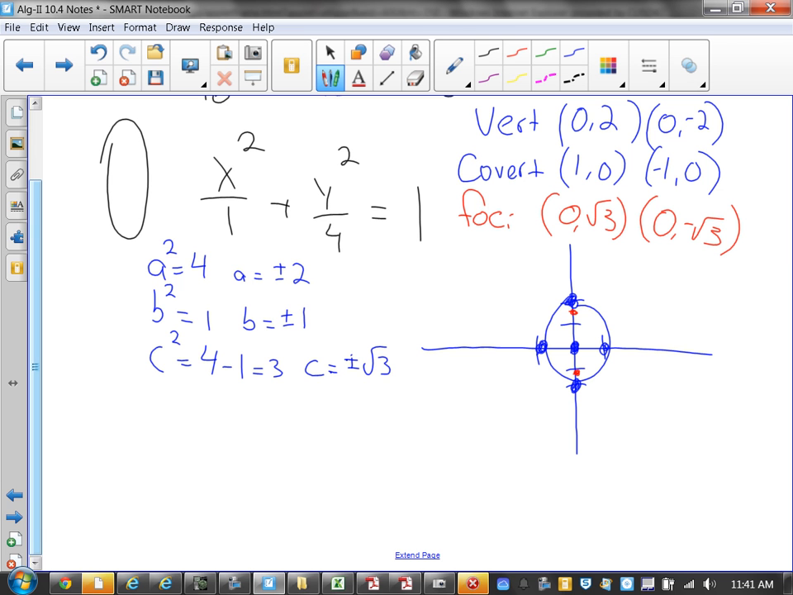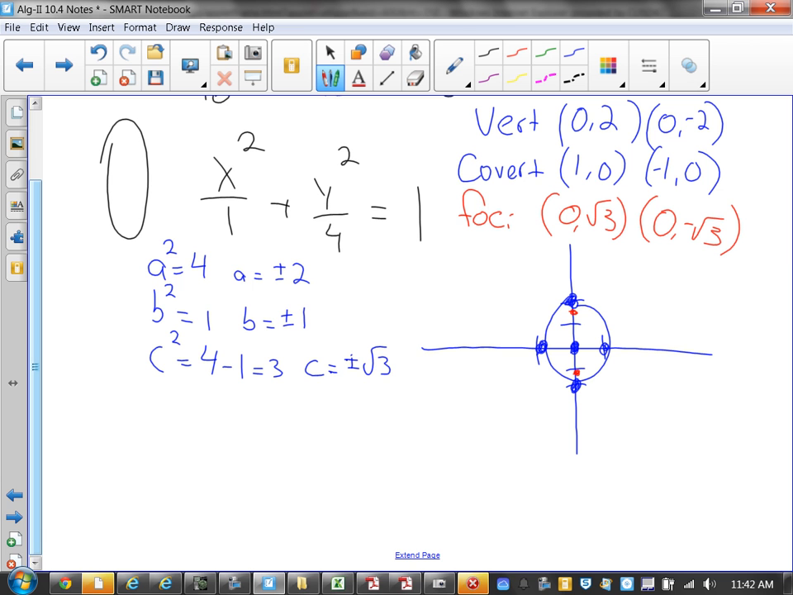Because your C value is the square root of 3. C squared is 3. So, just like we did with parabolas, you were able to tell that wherever your vertex was, it was always looking at a focus. It's the same thing here. Your vertex is looking at the focus. All right?